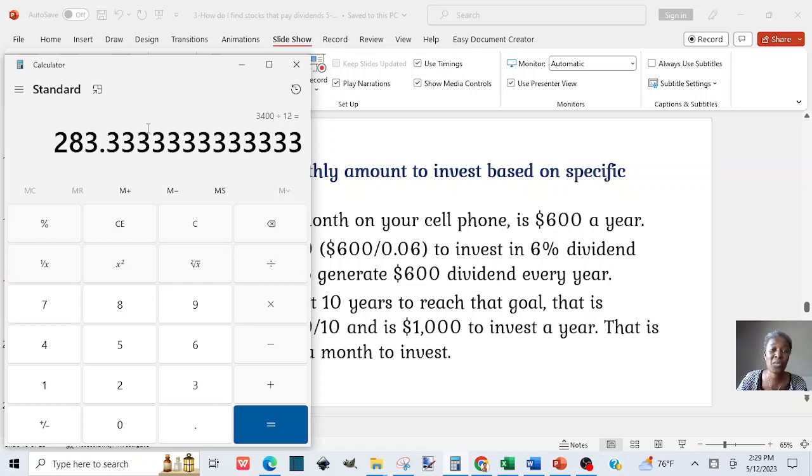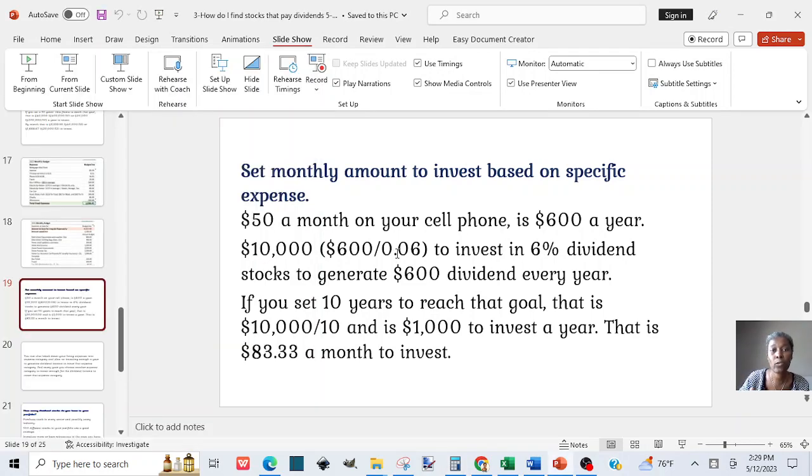But if you want to do that for 10 years, let's do that again: 204 divided by 0.06, divided by 10 years, divided by 12, is $28.33 a month for 10 years to make $204 a year in dividend. So based on your budget and your earnings, you will set those goals.